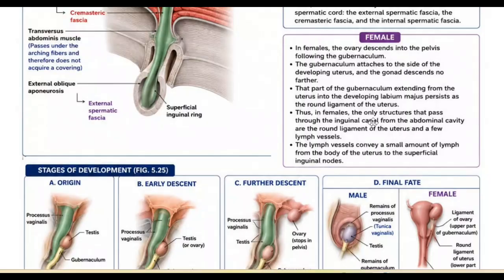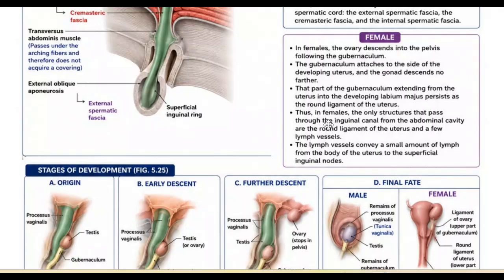Now what passes through the female inguinal canal? The inguinal canal is present in the female too, but only the round ligament of the uterus and a few lymphatic vessels pass through it, and nothing else. That means the gonads do not pass through the inguinal canal of the female like they do in the male. Now the next thing we are going to study is the lymphatics.